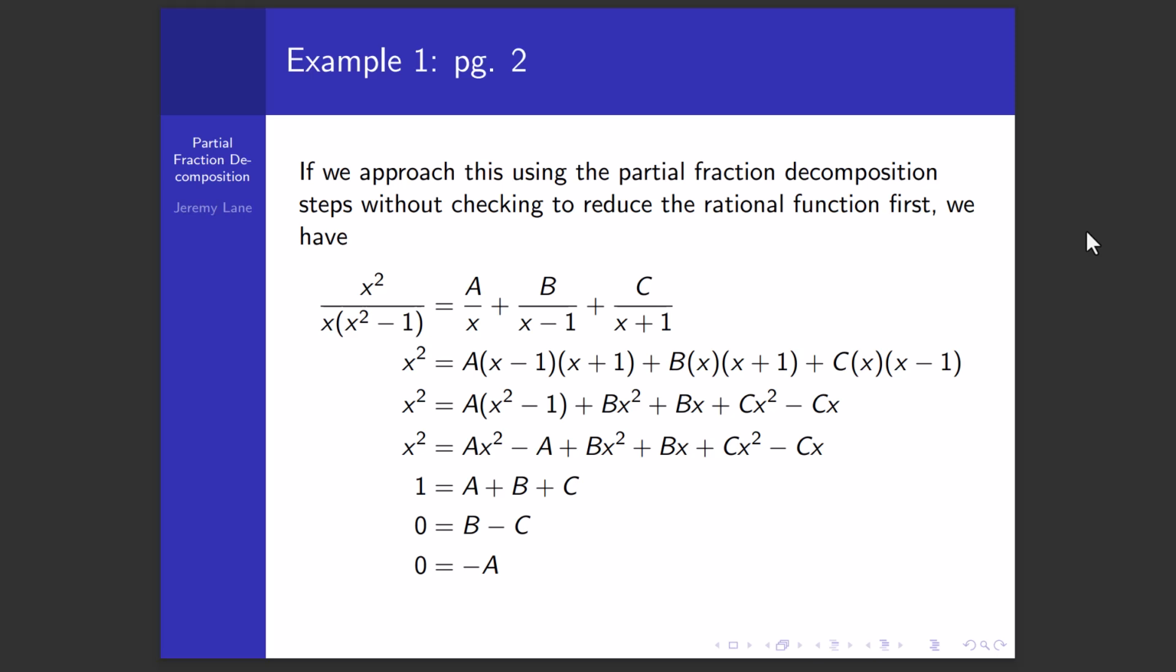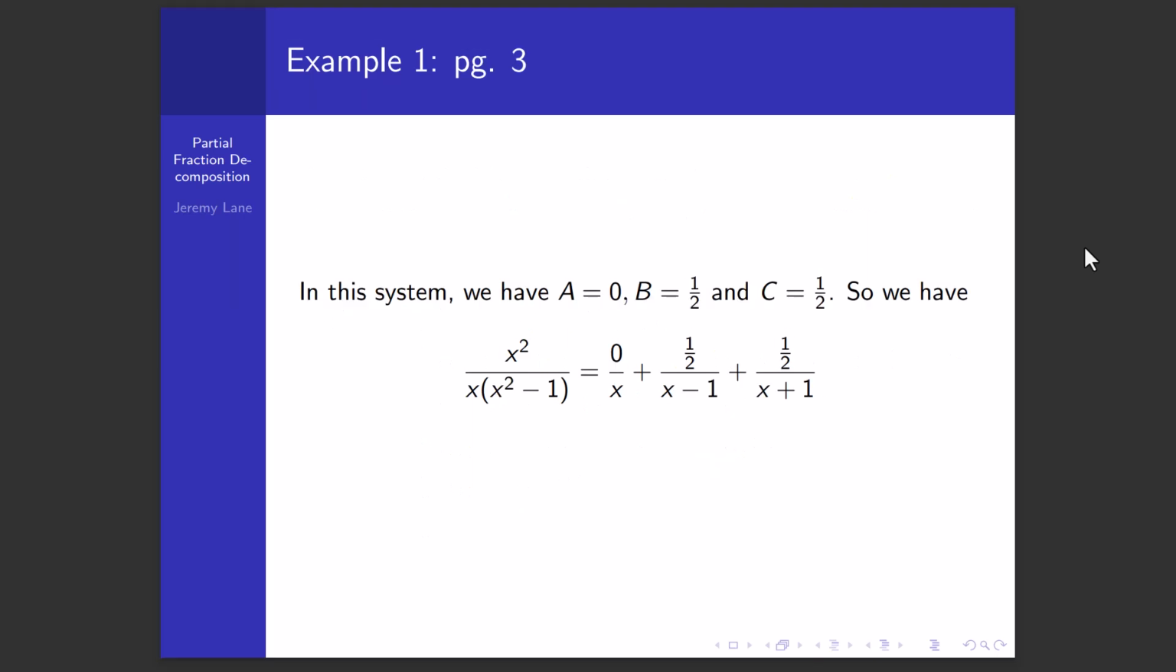The next thing now is to determine the values of a, b, and c. So we go ahead and combine the fractions, and we end up with the system that 1 is equal to a plus b plus c, 0 is equal to b minus c, and 0 is also equal to negative a. And that is our system of equations that we need to solve. So we know that a has to be 0, and when we solve the system for b and c, we get that to be equal to 1/2 for b and 1/2 for c.